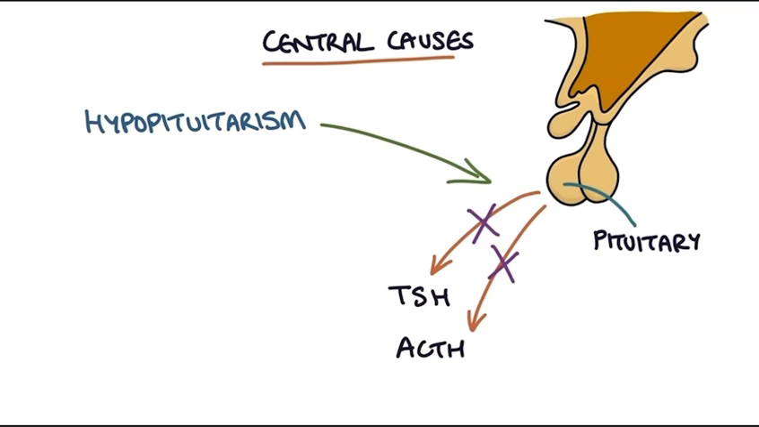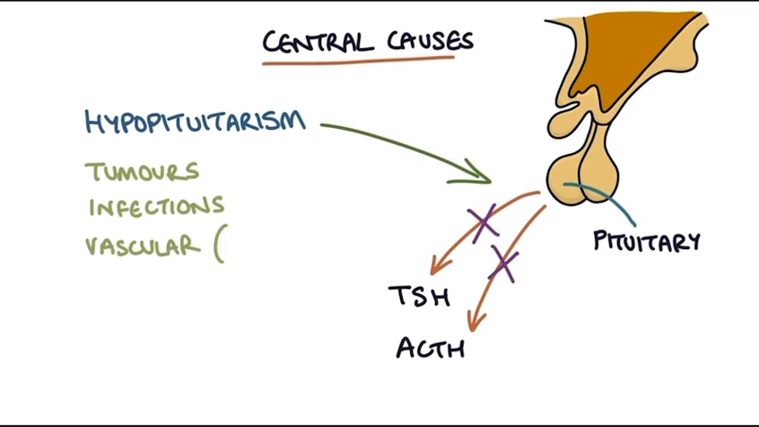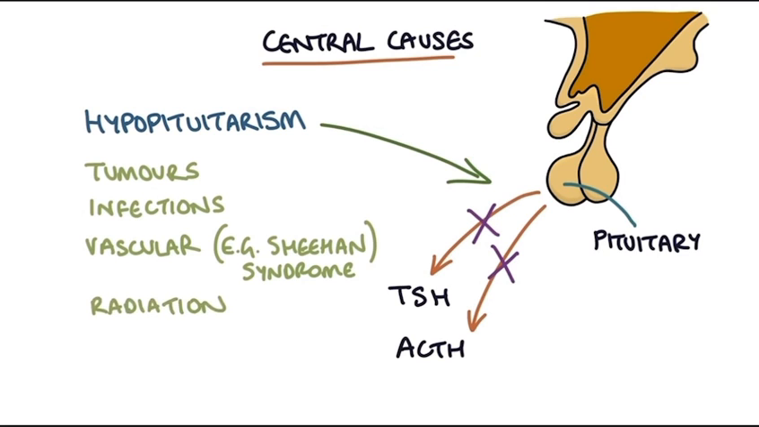And these causes can be tumours of the pituitary gland, infections in that area, vascular pathology, such as something called Sheehan syndrome, where you get pituitary necrosis after massive blood loss during childbirth, and radiation therapy to the pituitary gland.